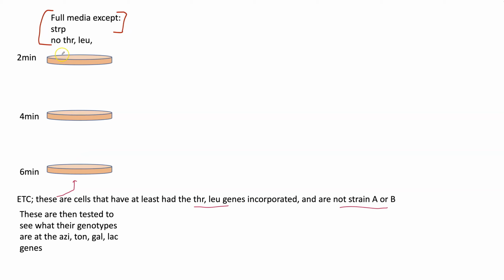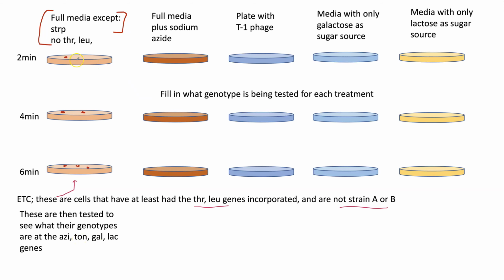Minutes, and whatever cells grow on these colonies, suppose there were some, 2 minutes is probably too early, but you know there's going to be a certain number of colonies on those cells, and then we take those and we do replica plating, which I'll show you later exactly how it works, and we plate the colonies on full medium plus sodium azide. And if the colony grows, then that means it's azide resistant. We plate it on a cell media that also has phage added to it. There's a special technique you use for that.